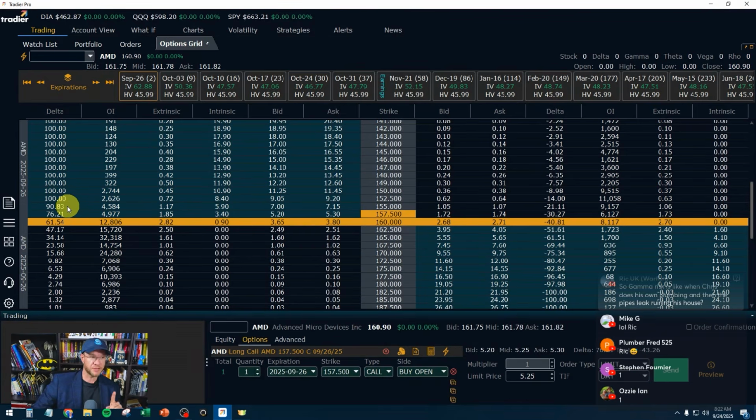That is gamma risk. That is exactly, precisely 100% why I will not hold anything the week of expiration, because it can turn around just that fast.